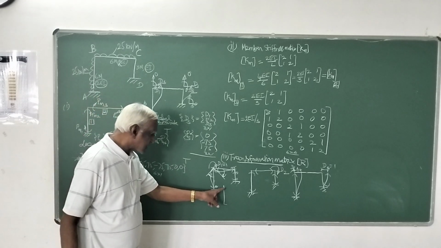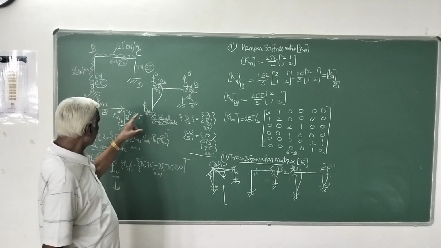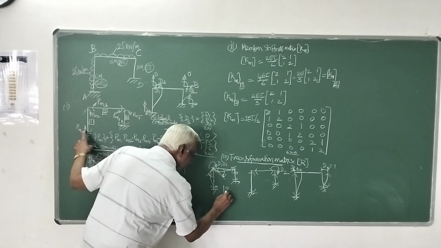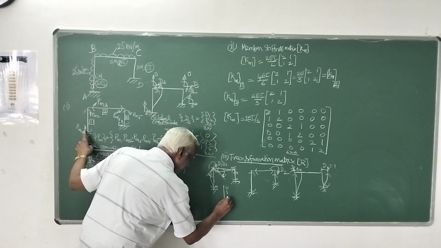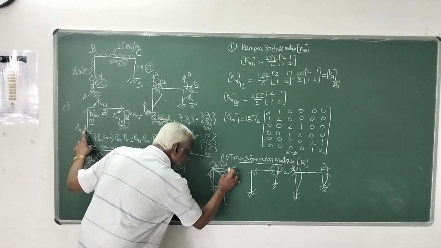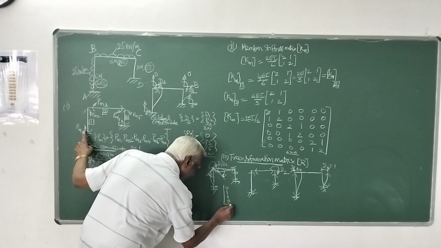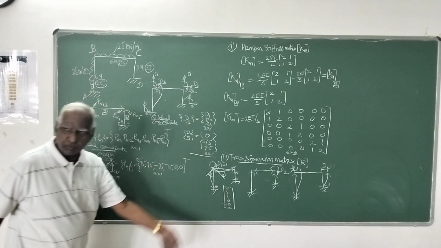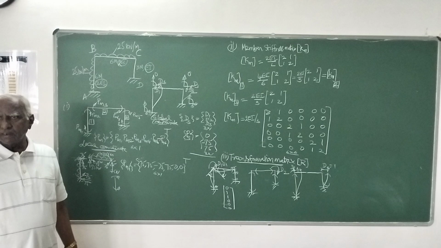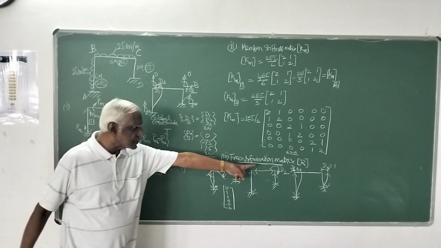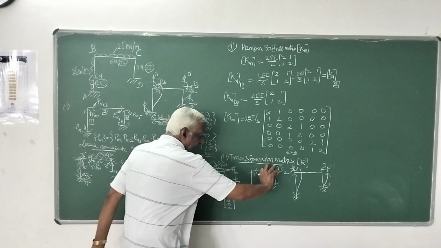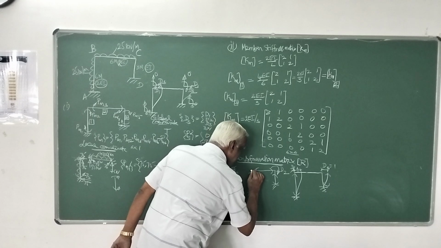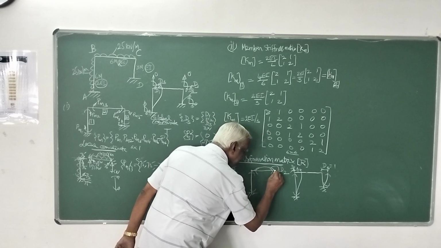So first column corresponding to PM1, it is 0 displacement. Corresponding to PM2, it is 1. Corresponding to PM3, it is 1. Corresponding to PM4, 0. PM5, 0. PM6, 0. So this is that first column of that rotation. Likewise, when you give a unit displacement here, and this you are fixing, it will displace like that.